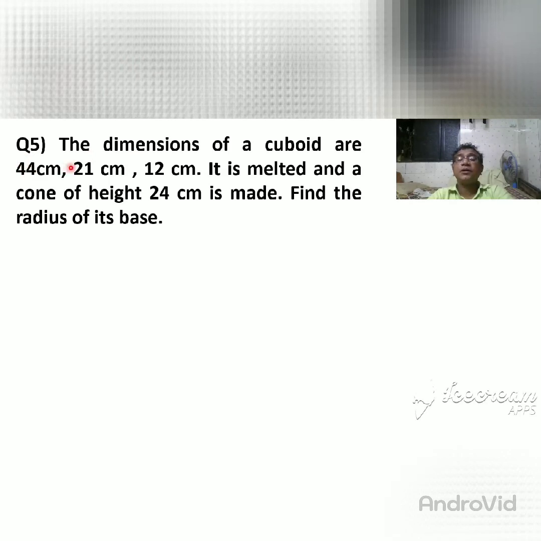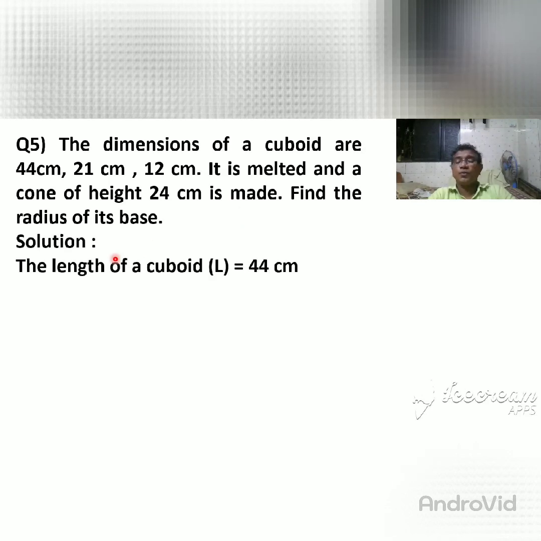are 44 centimeter, and so on. Dimension means length, breadth and height. That is called dimension. If some of the students are asking what is dimension, dimension is length, breadth and height. So it is 44 centimeter, 21 centimeter and 12 centimeter. That cuboid is melted, and from that cuboid you are making a cone. So that cone's height is 24 centimeter. Find the radius of its base.